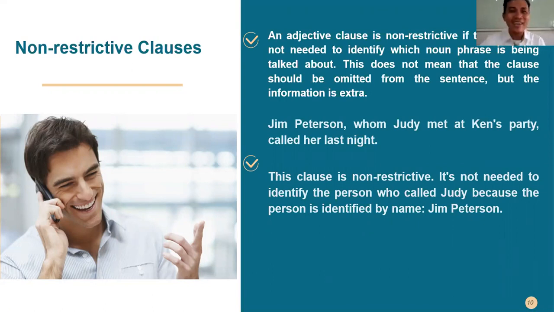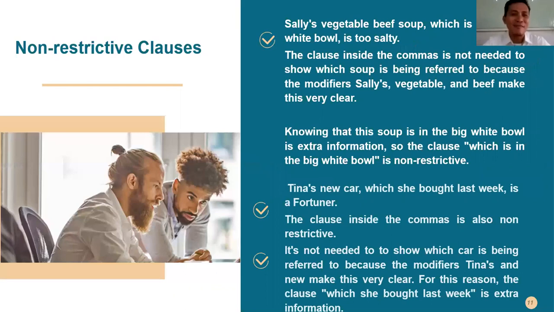Okay, next is non-restrictive clauses. Another sample of non-restrictive clauses: Sally's vegetable beef soup, which is in the big white bowl, is too salty. Is it clear already or not? If I say Sally's vegetable beef soup is too salty, is it complete meaning or not? Yes, complete.